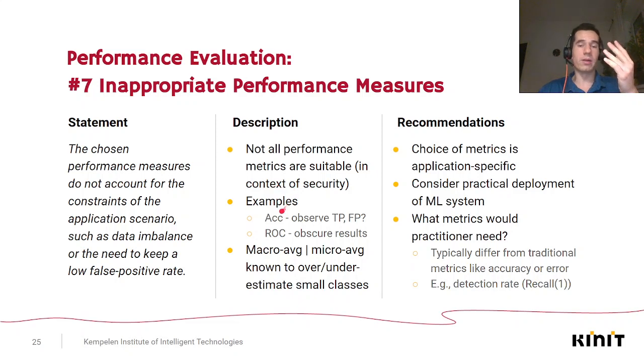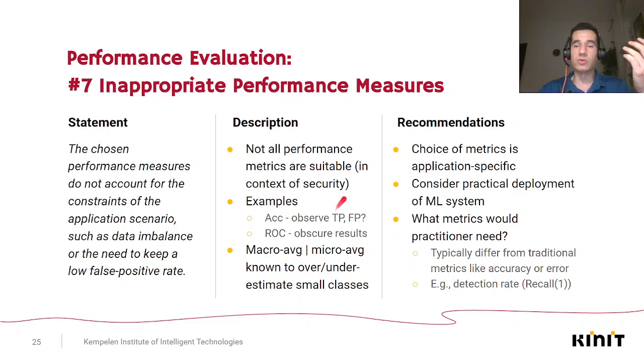For example, accuracy. It's a very common metric in machine learning, of course. But can we tell the number of true positives or false positives from it? We cannot. Also, the ROC, receiver operating curve, can obscure our results, and other metrics like macro averaging and micro averaging are known to over- or underestimate small classes. So these are the problems with metrics, with measures.